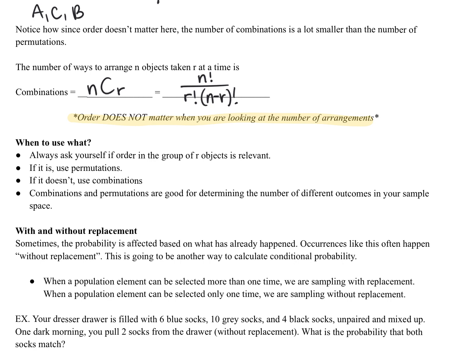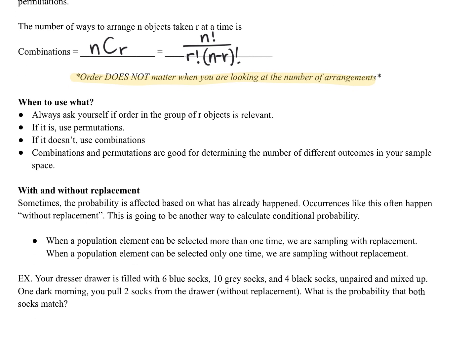So when it comes to combinations, we have with and without replacement, which we briefly talked about in chapter 3, and we're going to talk about more here in chapter 4. Sometimes the probability is affected based on what has already happened. When that happens, it's without replacement. So this is another way to calculate conditional probability. When a population element can be selected more than one time, we're sampling with replacement. And when a population element can be selected only one time, we are sampling without replacement.